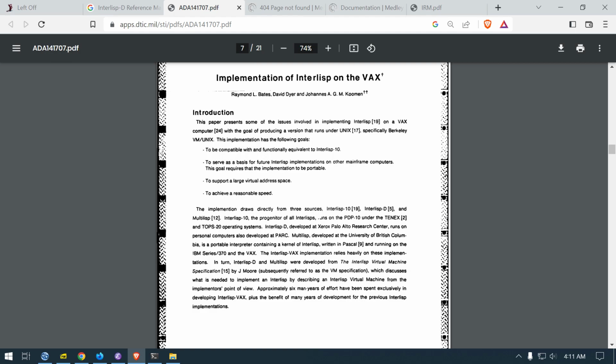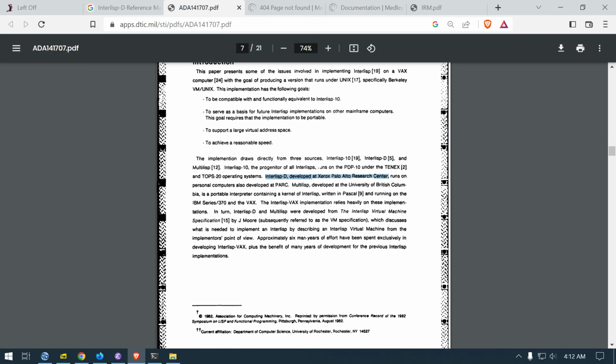And over here it starts talking about them implementing this. Right here they're talking about implementing Interlisp on the VAX, but they hadn't chosen this specifically. They hadn't chosen what Lisp or what system they were going to use at this particular time, and I want to say they were trying to be 100% compatible with Interlisp 10, which I think is named because it's off the DEC PDP-10. And right here, yeah, PDP-10 under TOPS-10, the TOPS-20 operating system, and Interlisp-D being developed at Palo Alto Research Center, PARC.